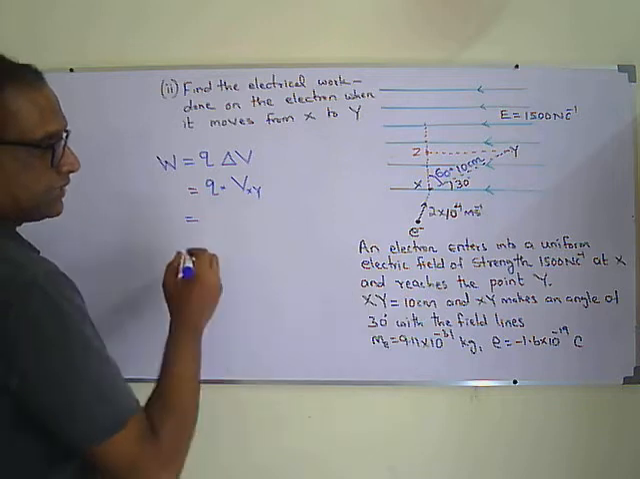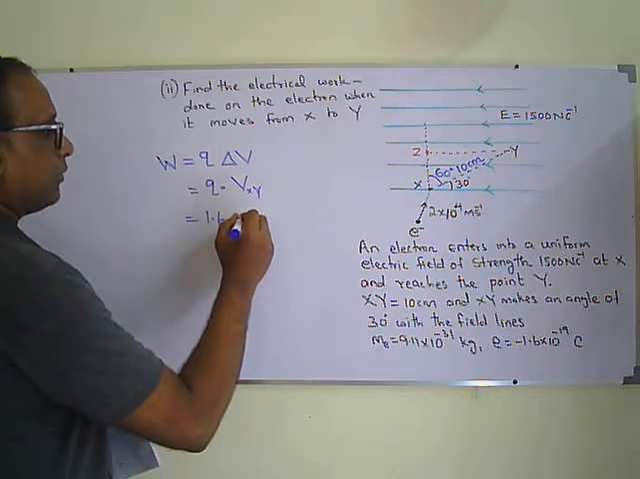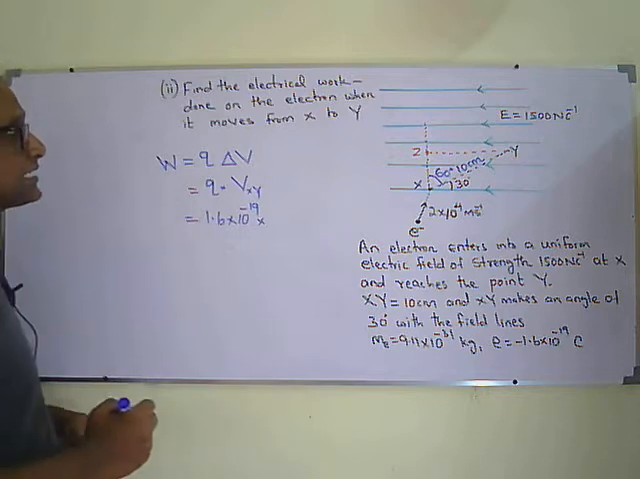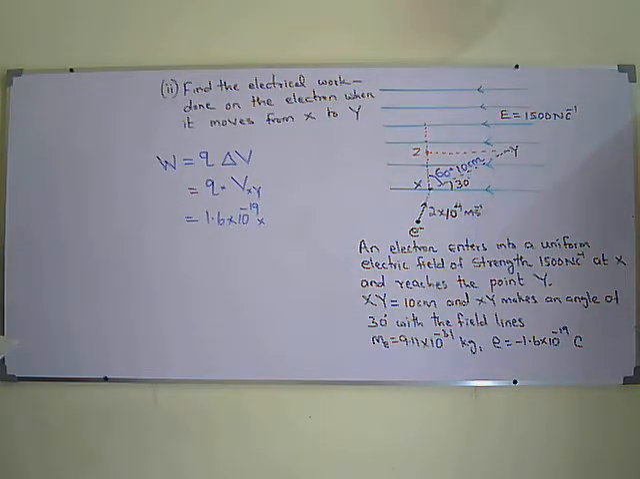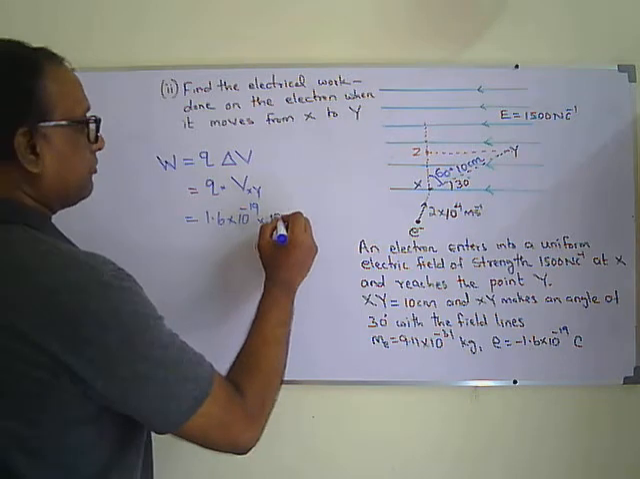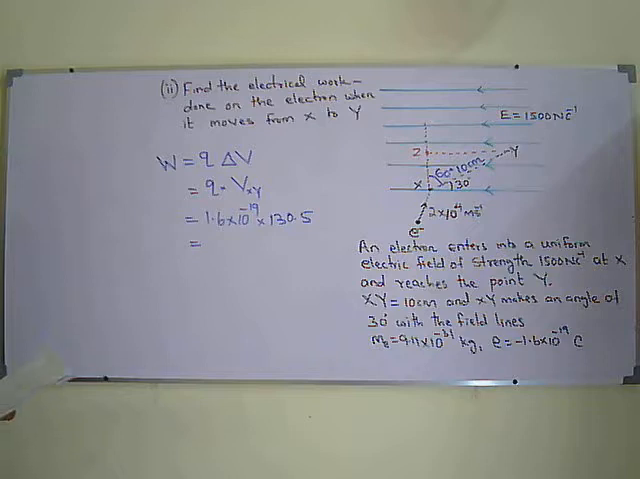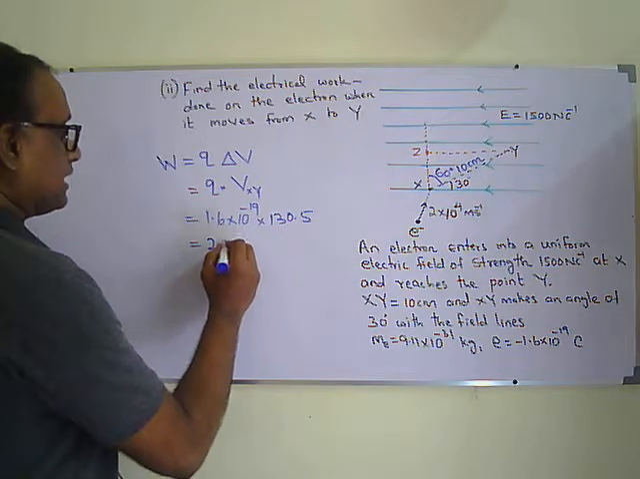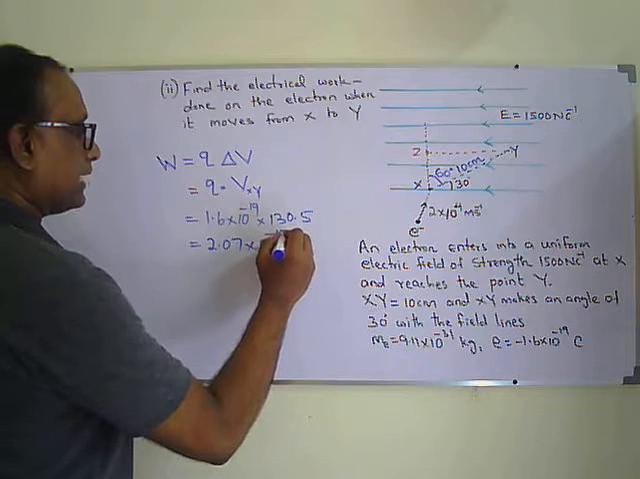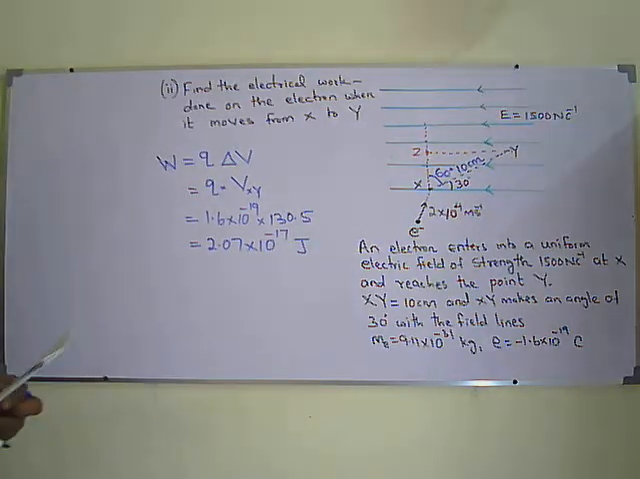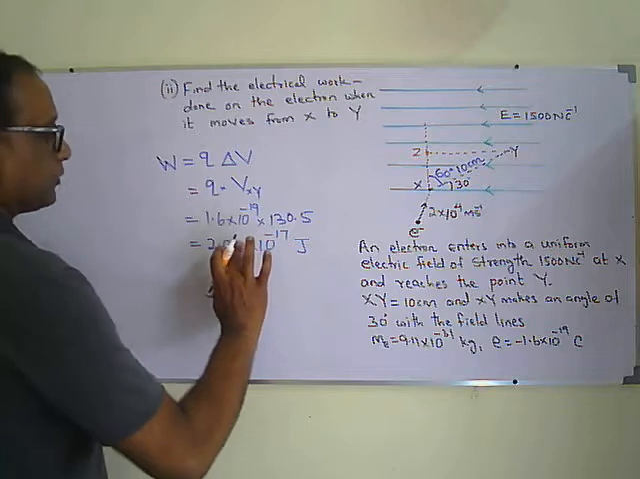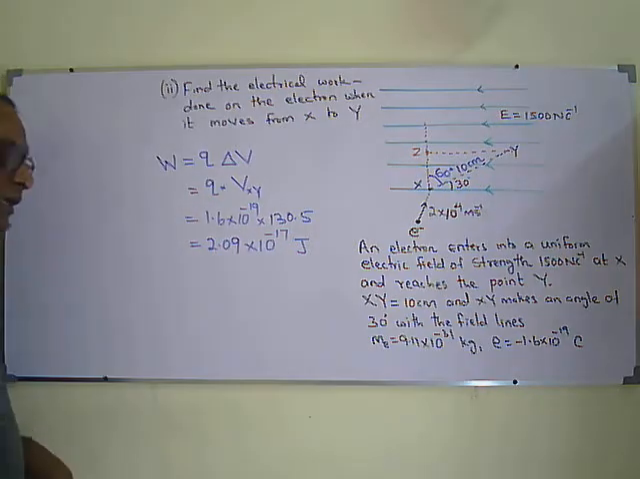So the charge of the electron is 1.6 into 10 to the power minus 19, into Vxy. We found the potential difference in the previous part, that is 130.5 volts. Solve it, and you will get the answer for the work done. That will be 2.09 into 10 to the power minus 17 joules.